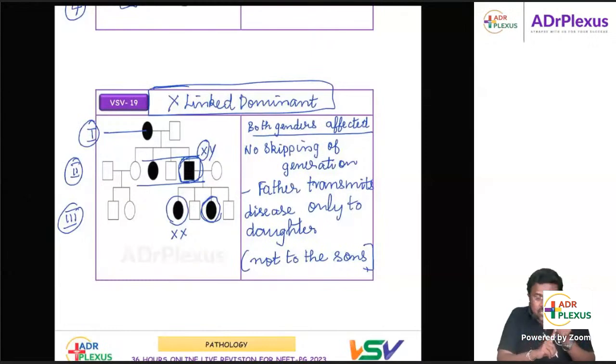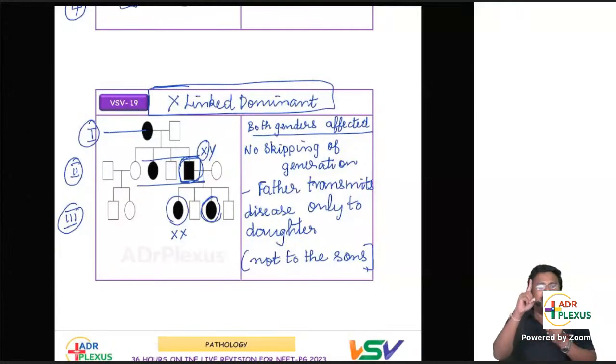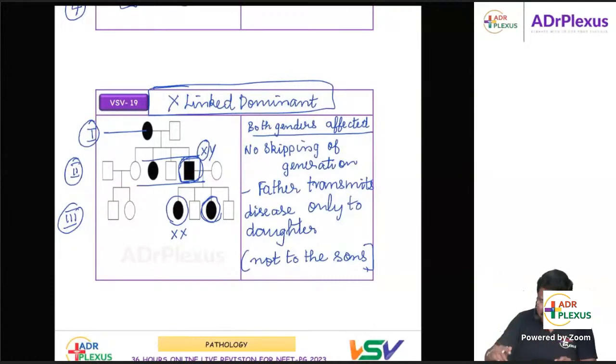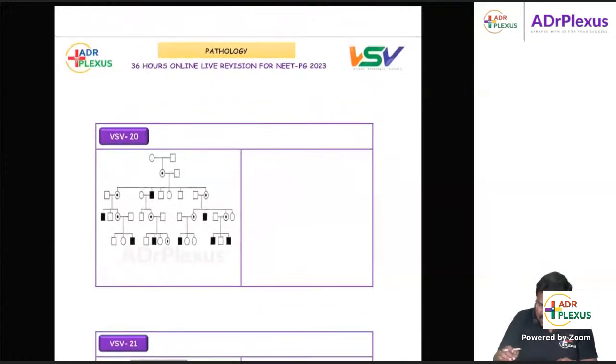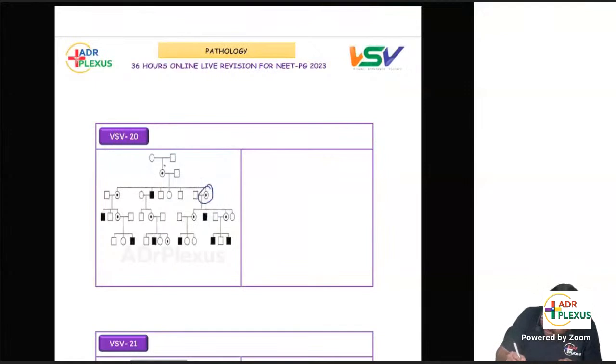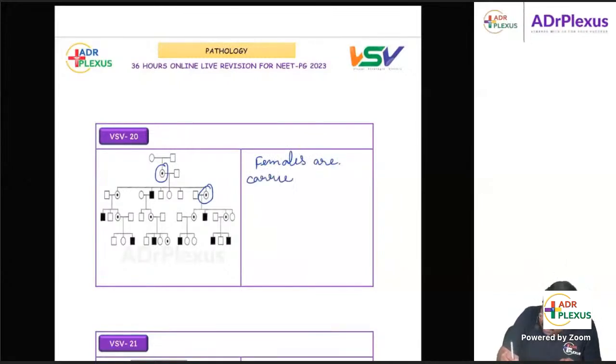Both genders are affected, no skipping of generation, and the father transmits the disease only to daughters and not to the sons. X-linked dominant. And what you can see here is that females are carriers. Males are affected.